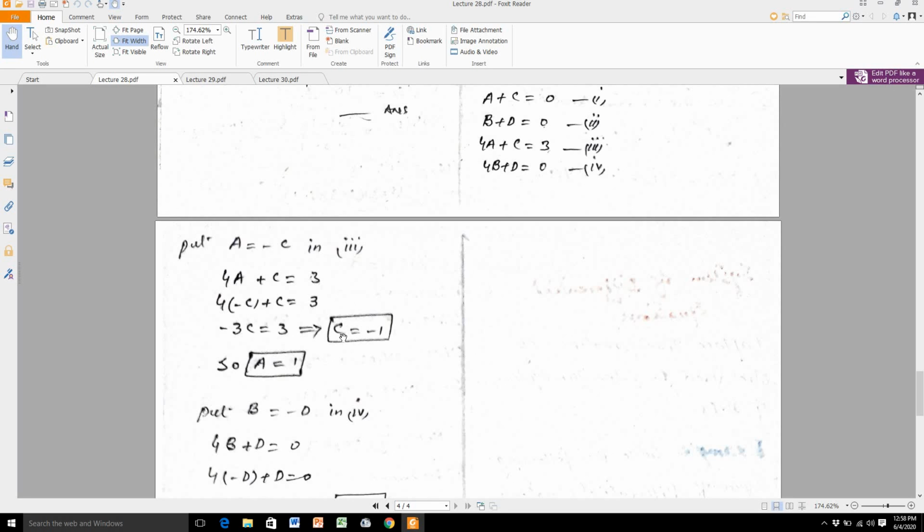If I substitute this value of c is equal to minus 1 in equation number 1, I get a is equal to 1. So in this way we get the values of the constants c and a.